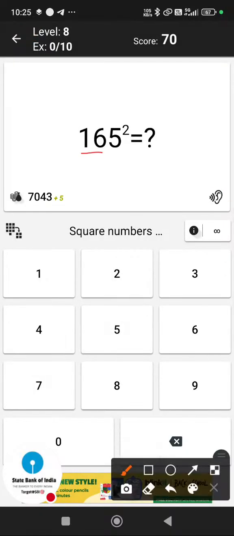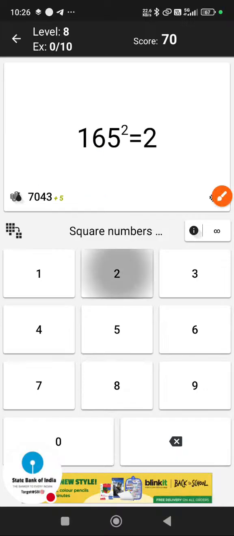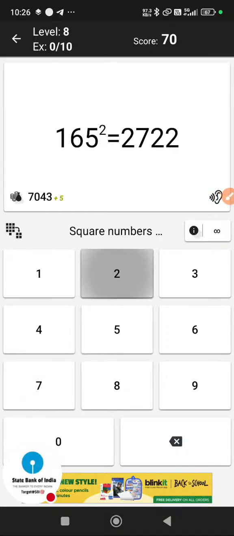165 square. So 16 into 17 times we need to find. 16 into 17 times will be 272, and 5 square 25.